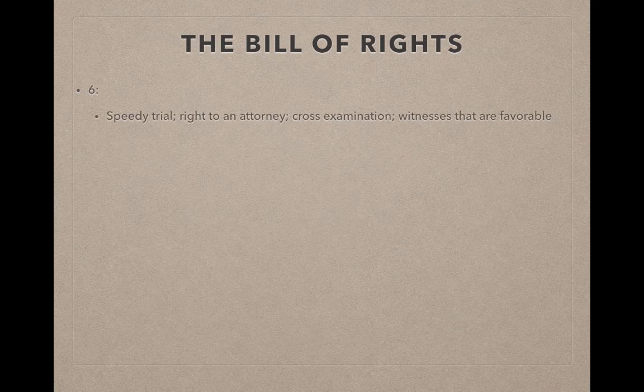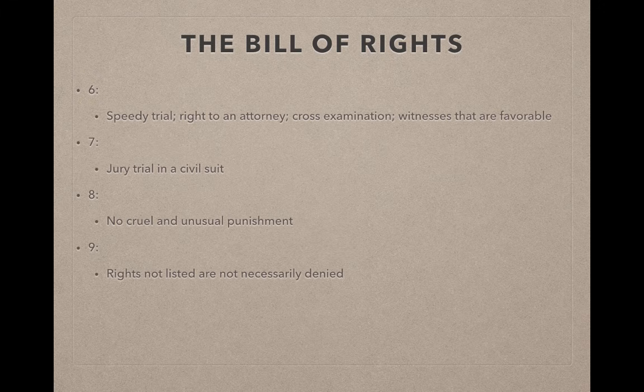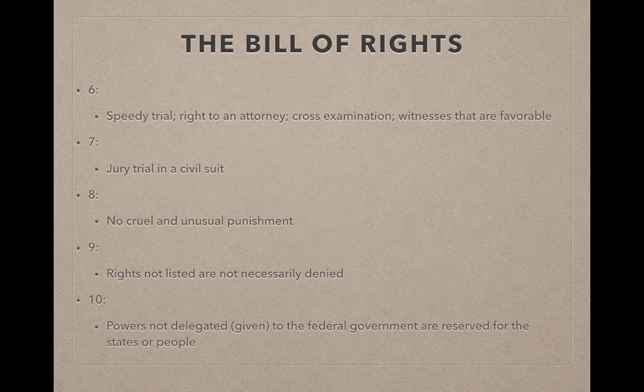Jumping over to the Sixth Amendment, that guarantees a speedy trial, a right to an attorney, cross-examination, and witnesses that are favorable to your side. Seventh Amendment is a jury trial in a civil suit. Eighth Amendment forbids cruel and unusual punishment. The Ninth Amendment says that rights not listed are not necessarily denied. So just because a right is not listed in the Constitution doesn't mean it's denied to you. And finally, number 10 is what sets up federalism. Powers not delegated or given to the federal government are reserved for the states or the people.